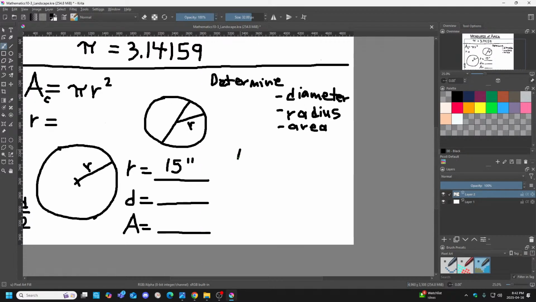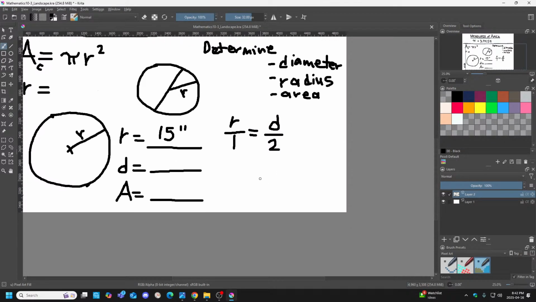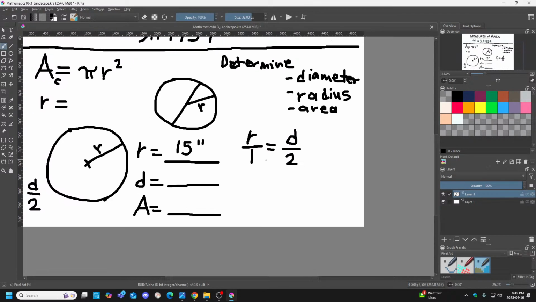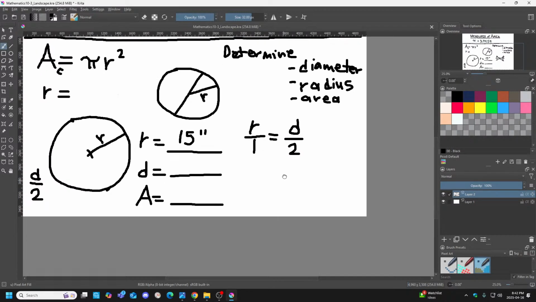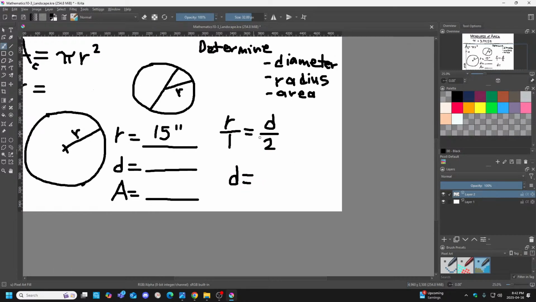Recall that R is still over 1, and D is over 2. It's just as simple as doing this, guys and gals. R over 1, D over 2, that doesn't change, and then we just cross multiply. We're solving for D. Whichever one we're solving for, I always put on the left side. D is going to equal R times 2, which is 2R. It's that easy.